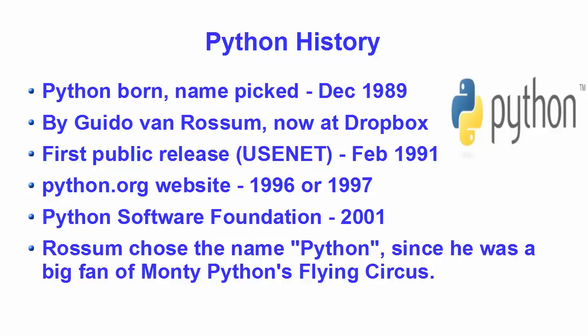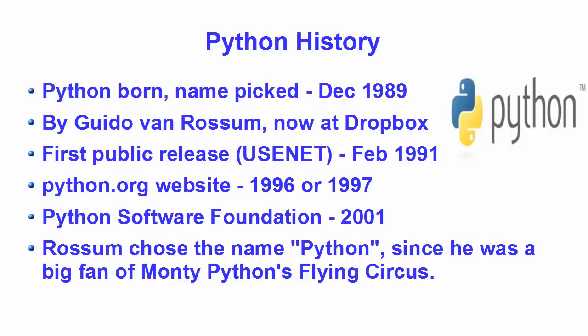And where does the Python name come from? Van Rossum chose the name Python since he was a big fan of Monty Python's Flying Circus. Python was first publicly released in February 1991, and python.org, the official website of Python, was released sometime between 1996 and 1997. In the year 2001, the Python Software Foundation was created and Van Rossum remained the principal author of Python.